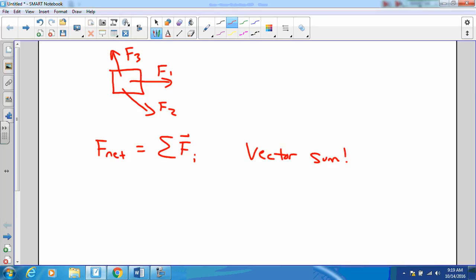So just to be clear about this, we'll put our vector hats over this so that we understand that the forces will sum separately in the x and y directions if we're thinking about it in rectangular form.